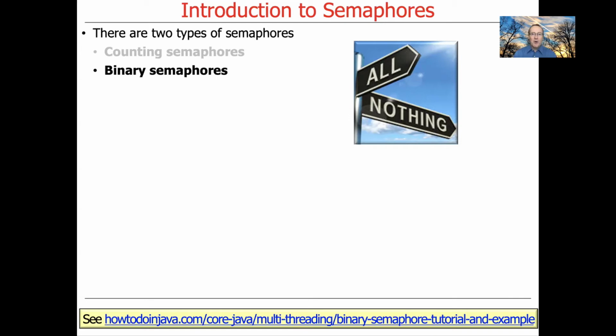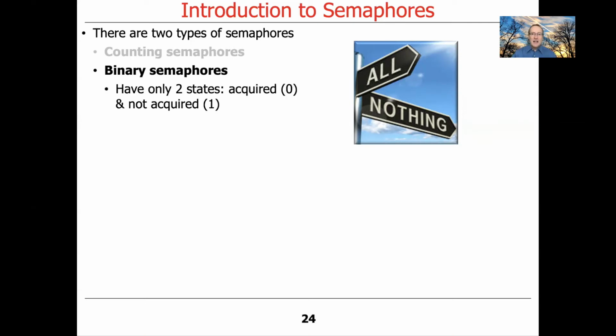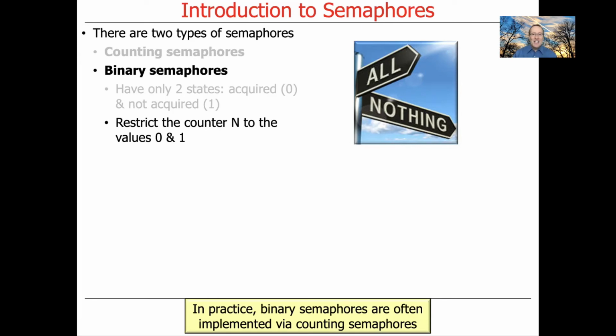A binary semaphore, in contrast, is essentially an all or nothing thing. In a sense, a binary semaphore is sort of like a reentrant lock with a few other extra things, like you don't have to follow the fully bracketed protocol. A binary semaphore, as the name implies, has only two states: acquired, in which case the count is zero, and not acquired, in which case the count of the semaphore is one. That's why it's binary. We're restricting the count n to either be 0 or 1.